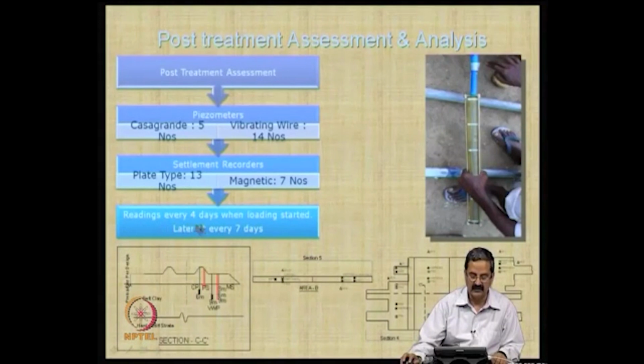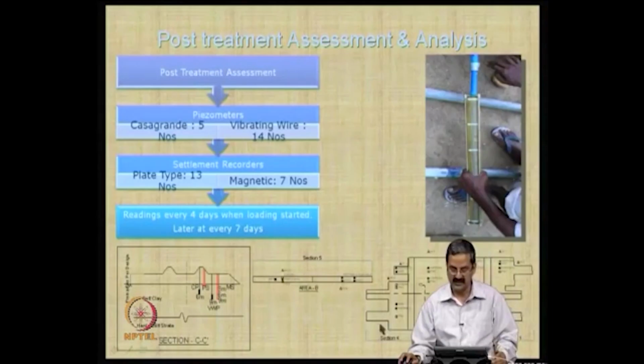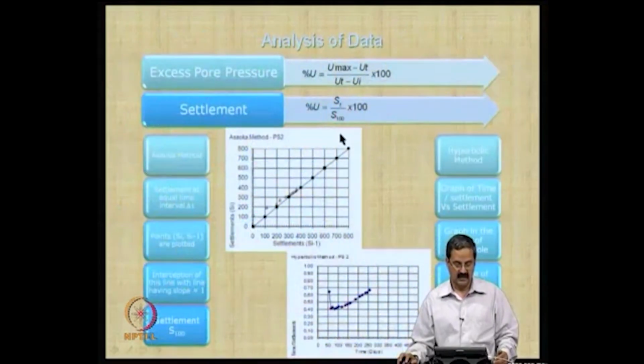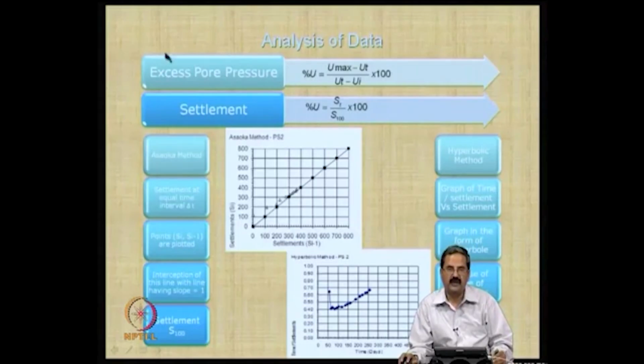Readings were taken every 4 days when the loading started, and later after that every 7 days, like as I said during the initial process it could be a little more frequent at 4 days, and later it was 7 days. So, they have sections here, like you can see this is that piezometer. Their objective is to find out excess pore pressure and settlement.